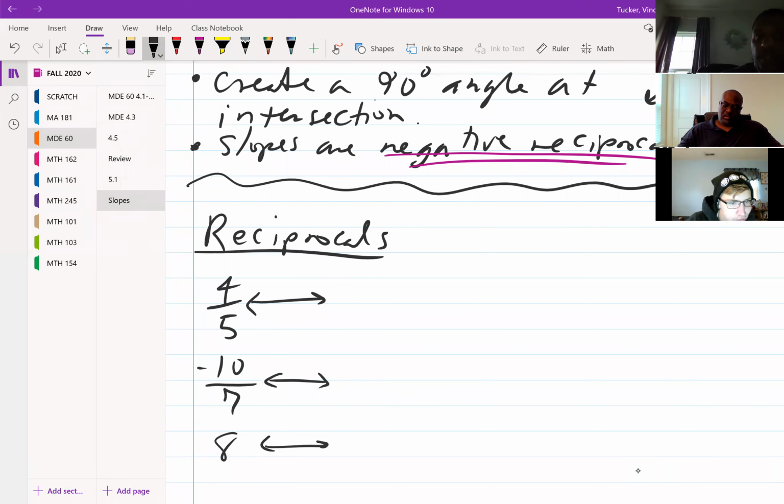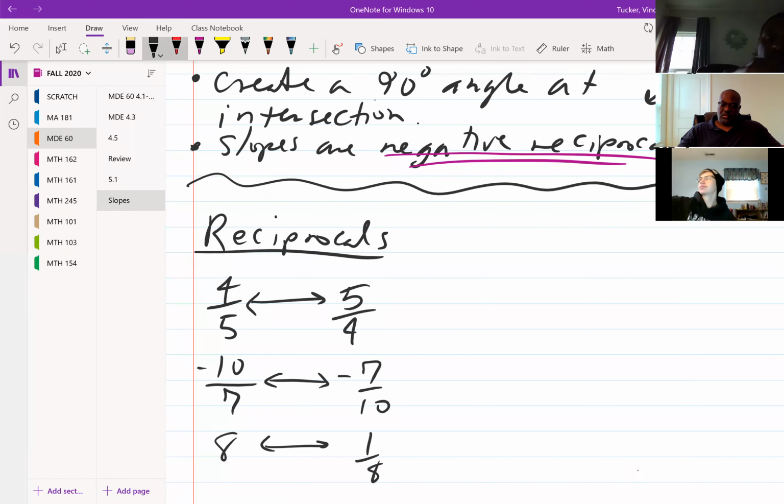All right, so now looking at negative reciprocals, the first thing we want to look at is just reciprocals themselves. Reciprocals are just flipping the fraction. So if I have 4/5, the reciprocal of 4/5 is 5/4. The reciprocal of negative 10/7 is negative 7/10. The reciprocal of 8 is 1/8 because 8 is 8/1. So if you're just talking about flipping the fraction, that's what your reciprocal is. No calculation, just flipping the fraction.